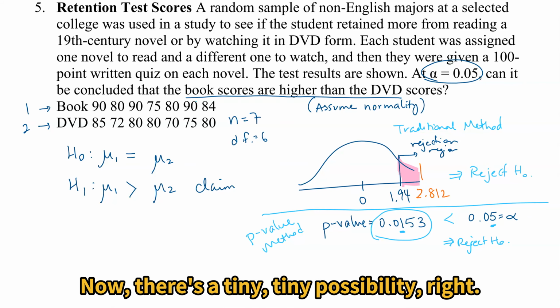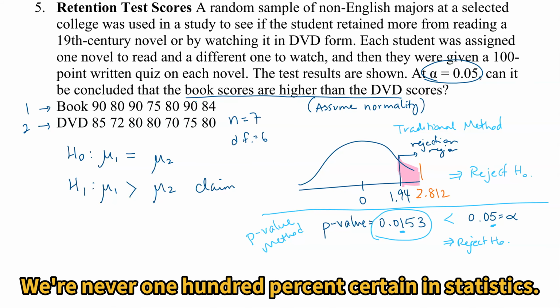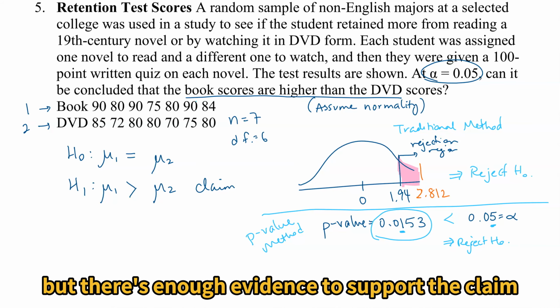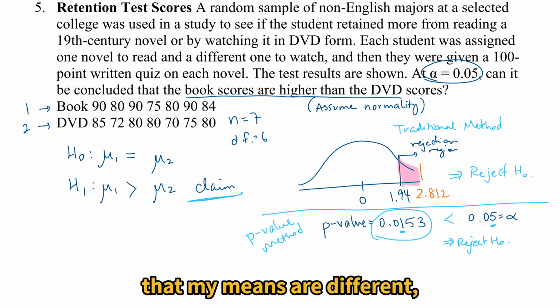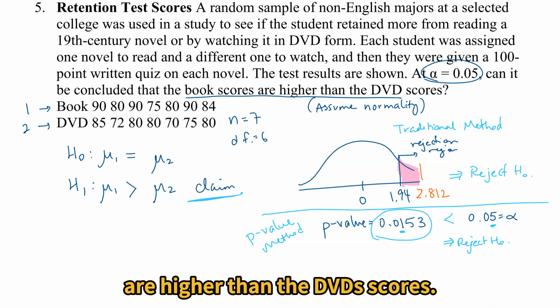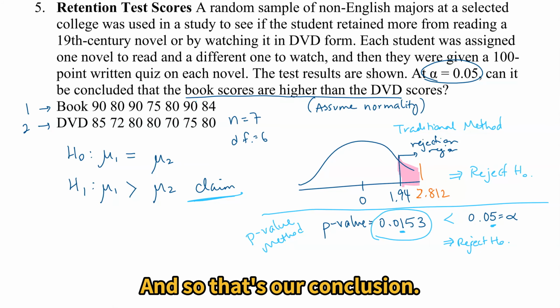Now, there's a tiny, tiny, tiny possibility, right? We're never 100% certain in statistics. There's still that tiny bit of chance, but there's enough evidence to support the claim that my means are different, particularly that the book scores are higher than the DVD scores. And so that's our conclusion.